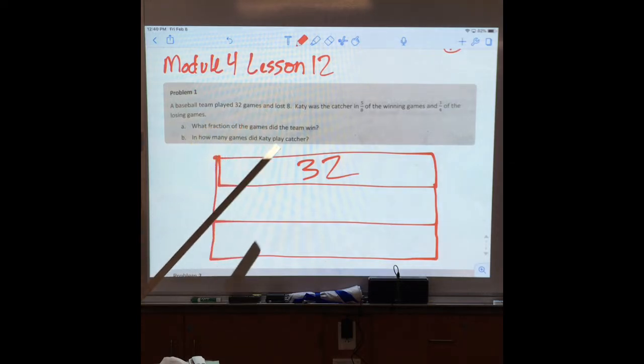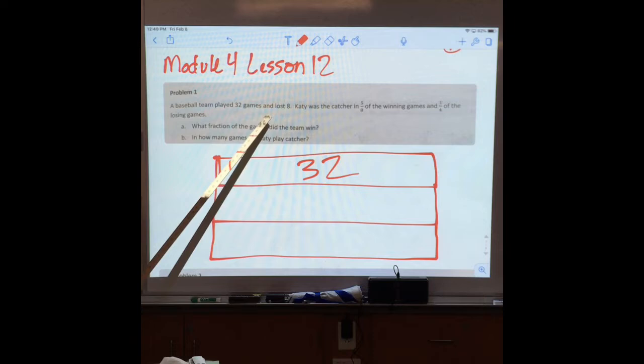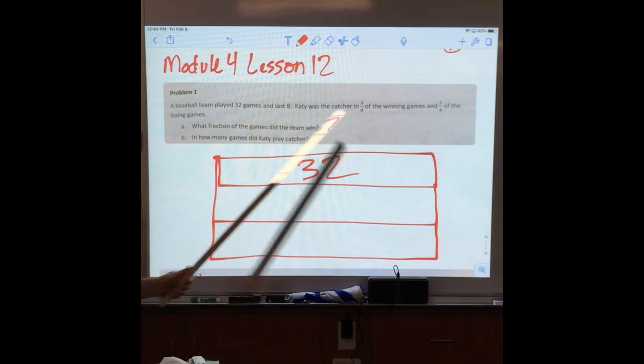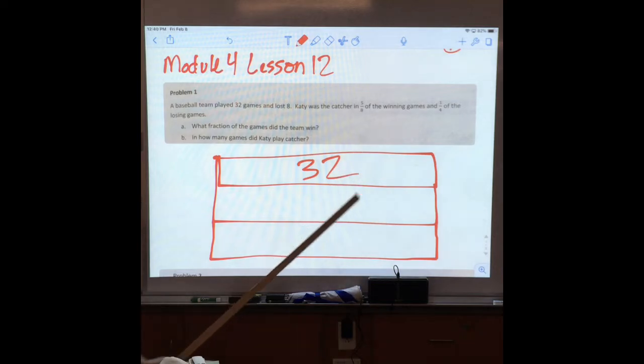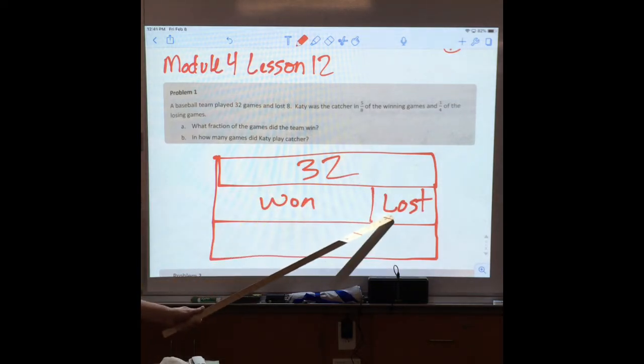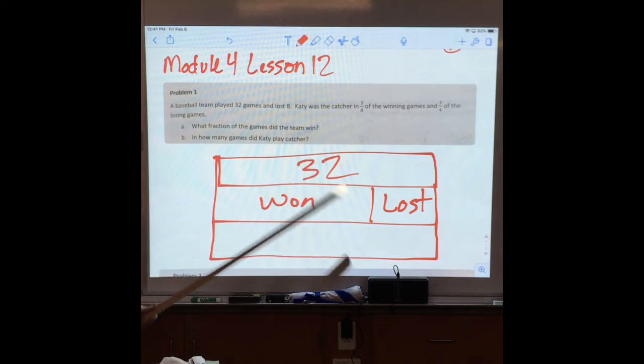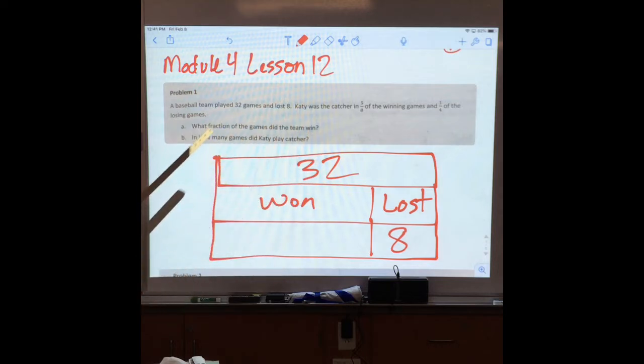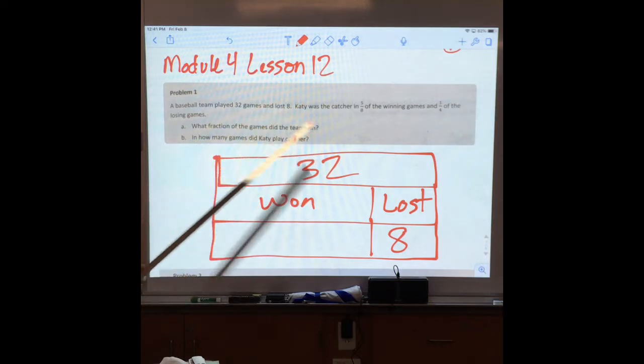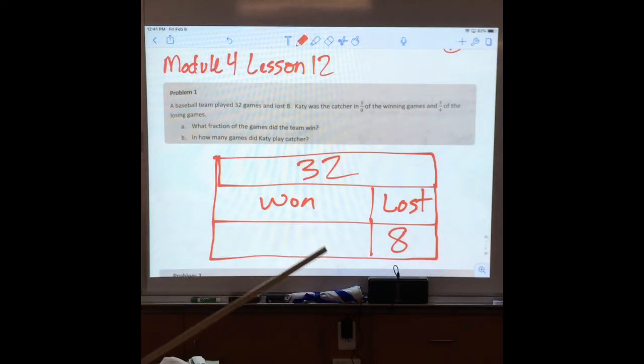Hold on. Where did we see losing games before? They lost 8. So 8 is the same as 1/4, isn't it? Okay, so they won this many and they lost this many. So what goes in our loss? An 8, because it says they lost 8 games and 1/4 of the games they lost. So we're going to cut this whole thing into 4, right? So we have 1, 2, 3, 4. So what goes in the rest of these? That's right, they're 8s.